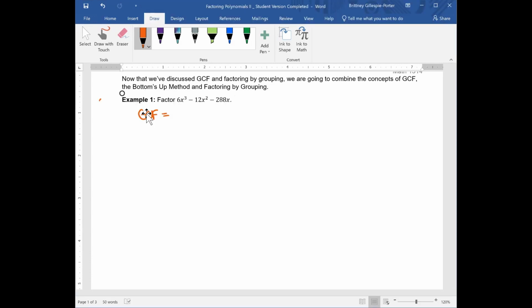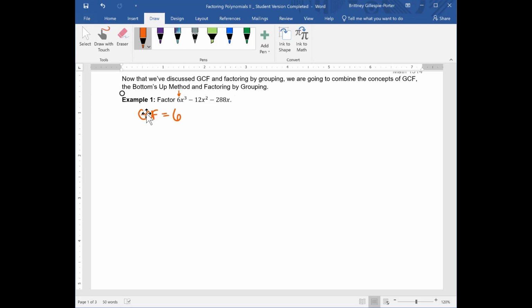So looking at the GCF, 6 is the smallest number. We know 6 divides 6. Awesome. 12 is divisible by 6. That gets us 2. And when we take 288 divided by 6, we get 48. Don't worry, you don't have to do any of that in your head. You just use your calculator. 288 divided by 6, we get a nice whole number, which means we are going to have a GCF that includes 6. Now we need to see if we can include a variable in our GCF.